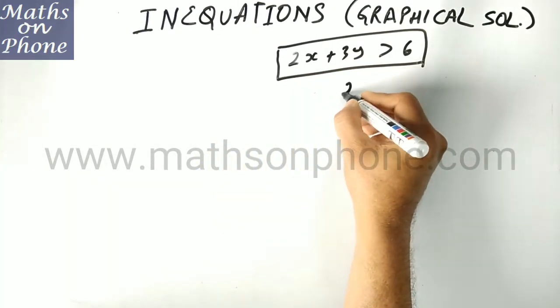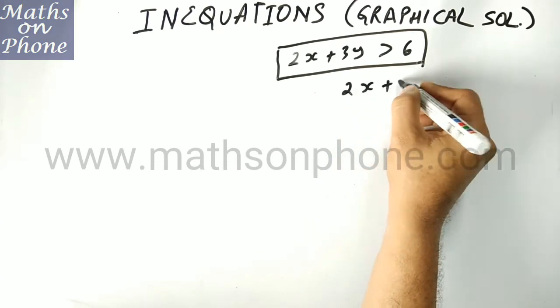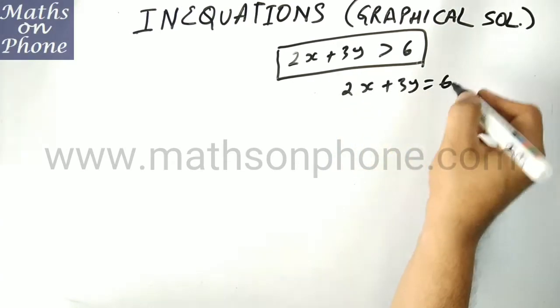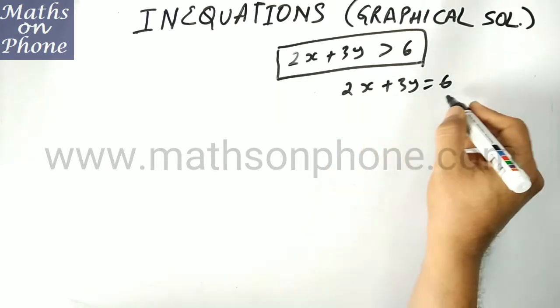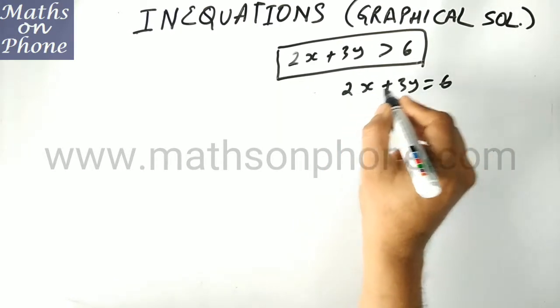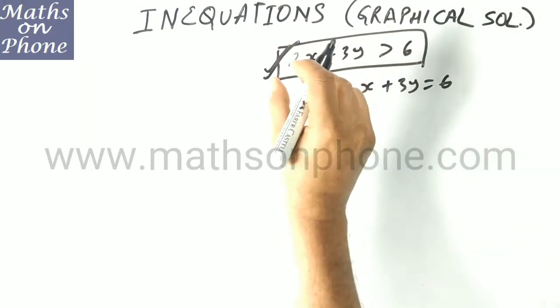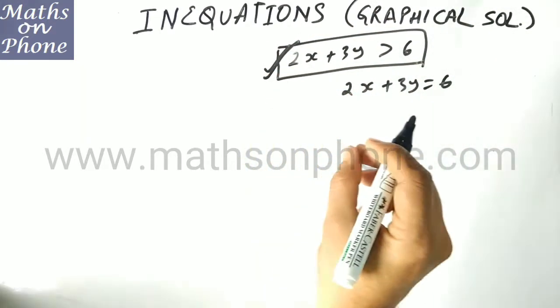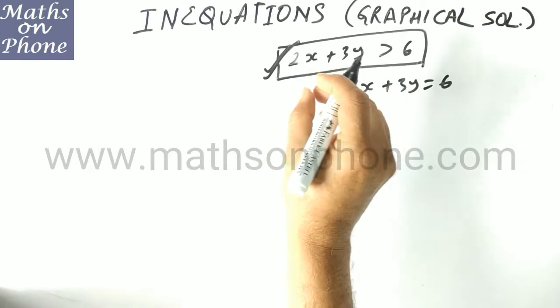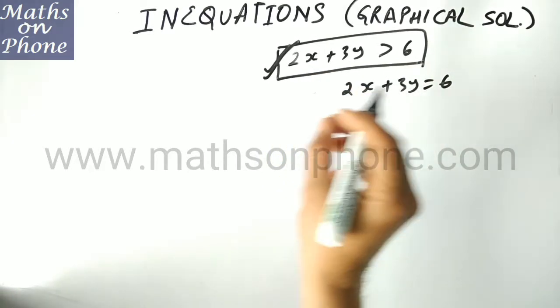But if I say 2x + 3y = 6, what does this represent? It is a straight line. This will represent a line only, but the inequation will represent an area, a region. So now we will solve two linear inequations graphically.